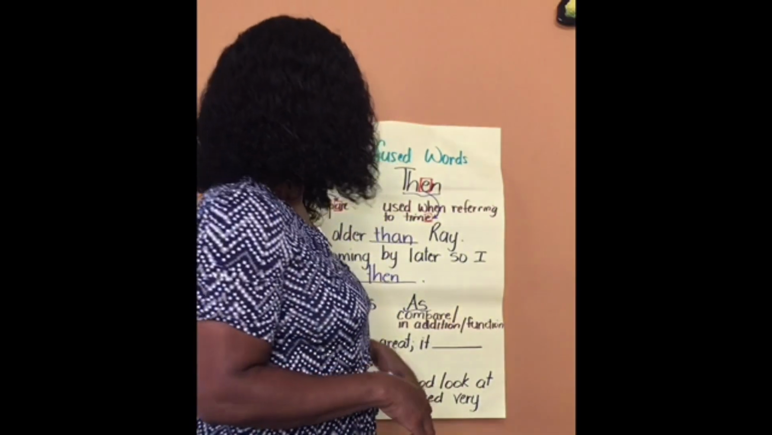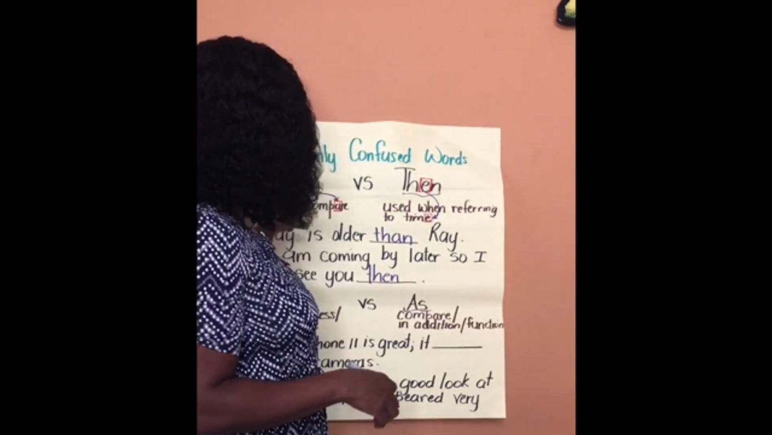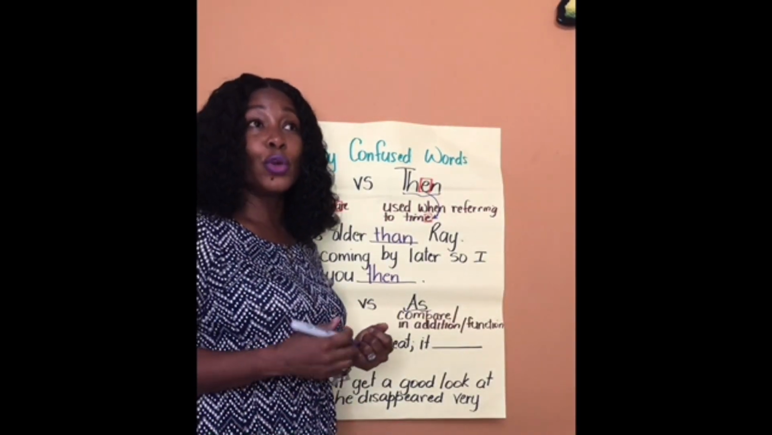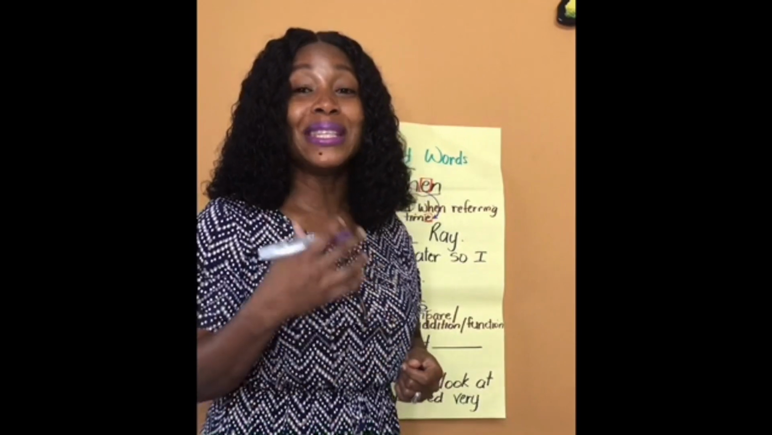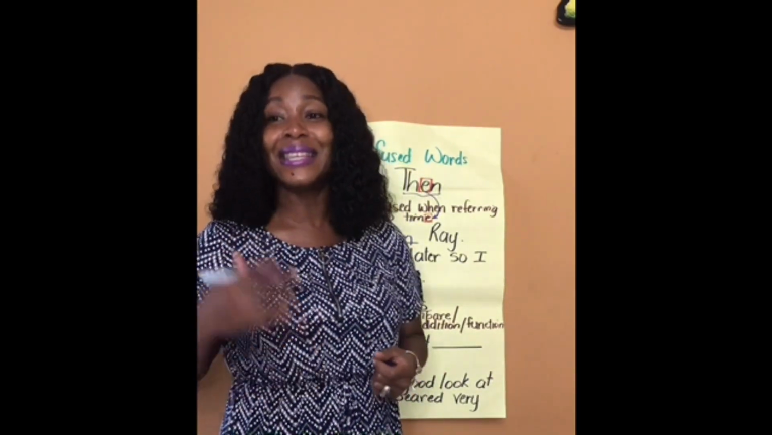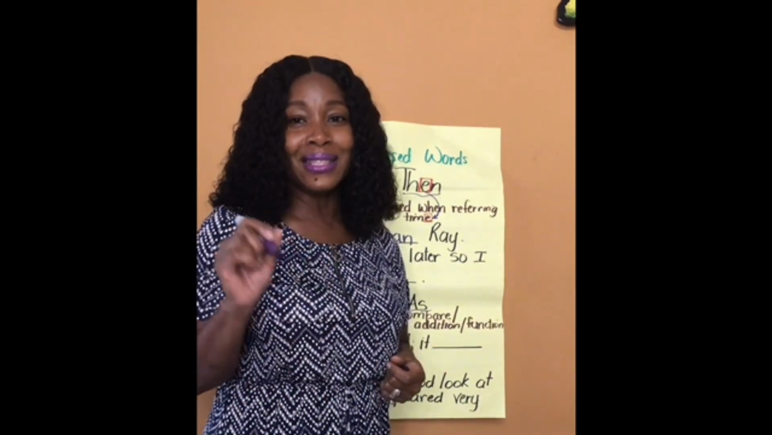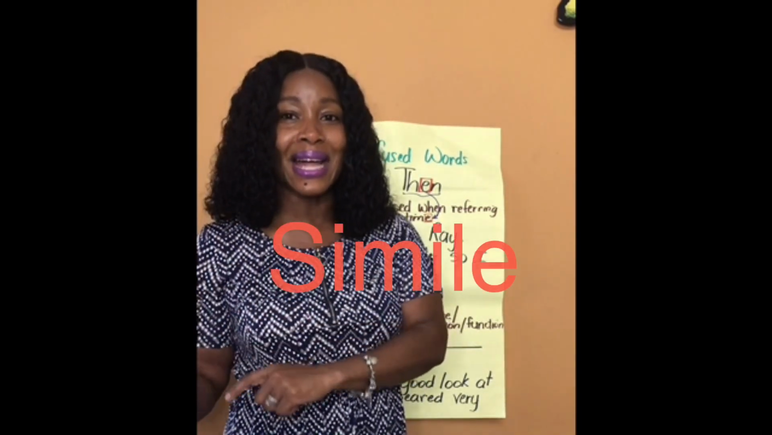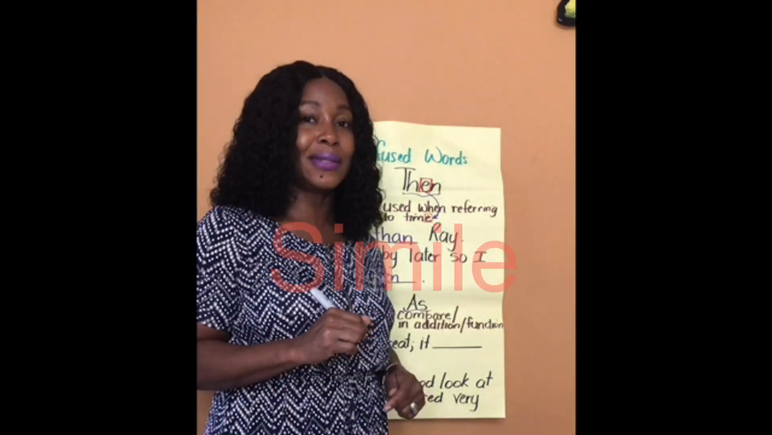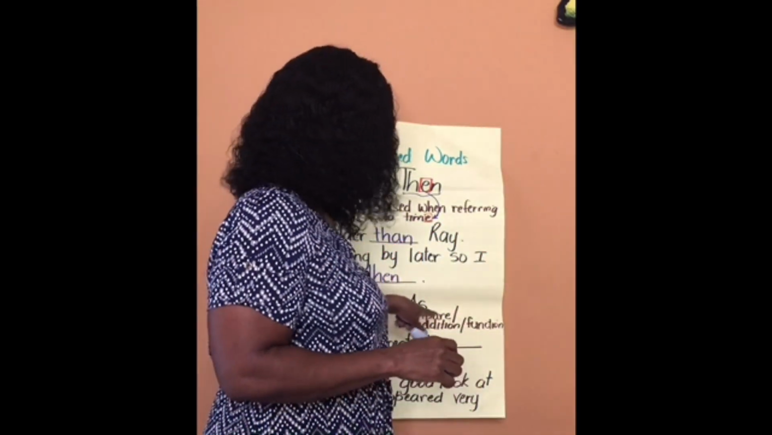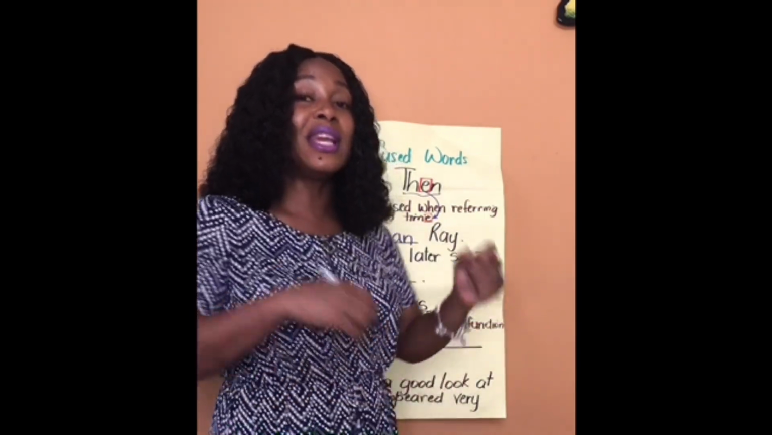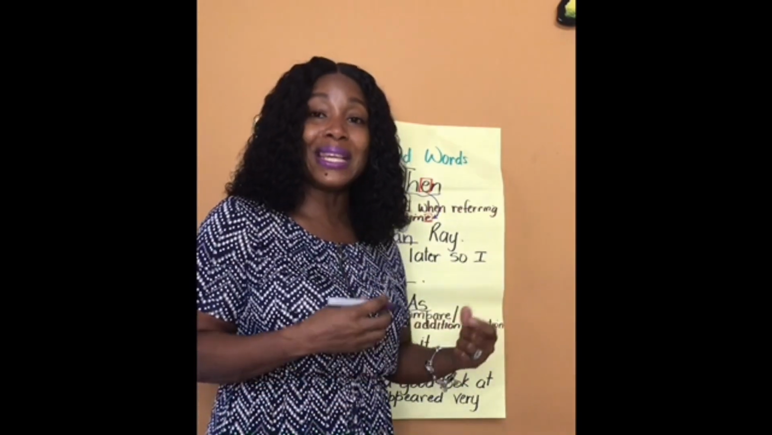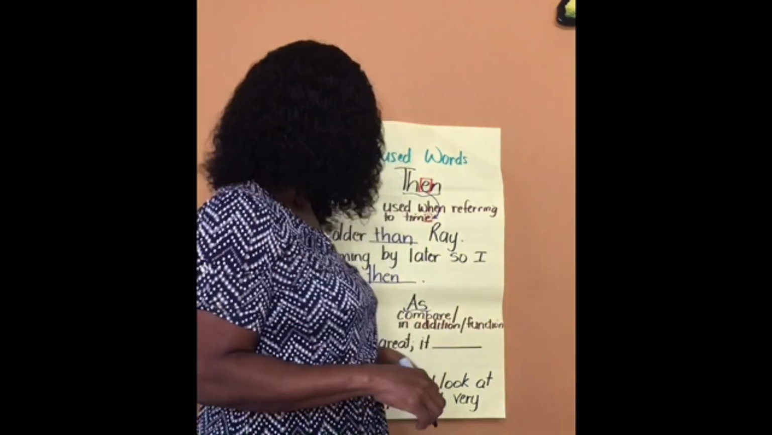Then AS. Like THAN, AS is used to compare. So we can say Usain Bolt is as fast as lightning. And heads up, that's called a simile. As fast as lightning. We're going to talk about similes one day soon. So AS is used to compare one thing or one person to something else or to someone else. Usain Bolt is as fast as lightning.